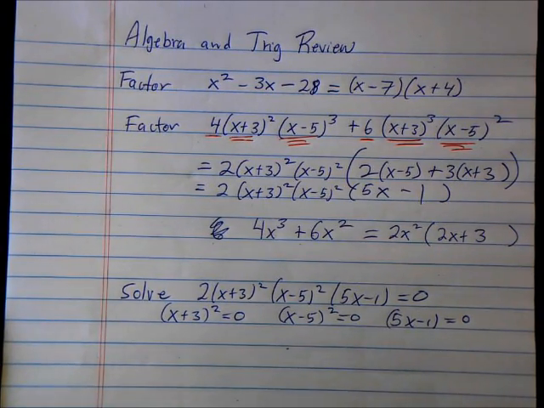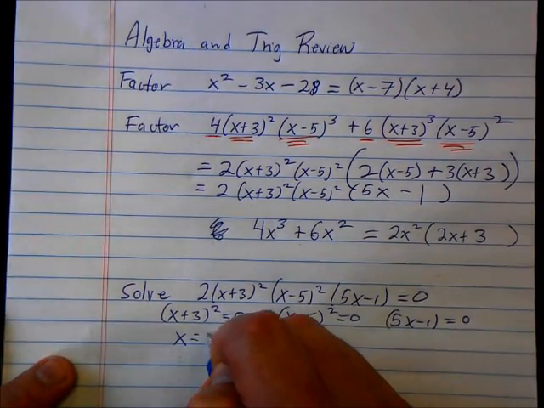X is 3? How about negative 3? Why negative 3? Because negative 3 plus 3 gives you 0. Does that square really make any difference at all? No, not at all. All you need really is 0 in the middle. So x equals negative 3.